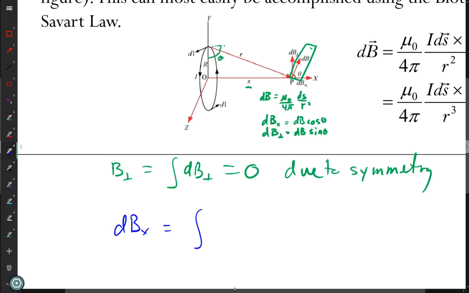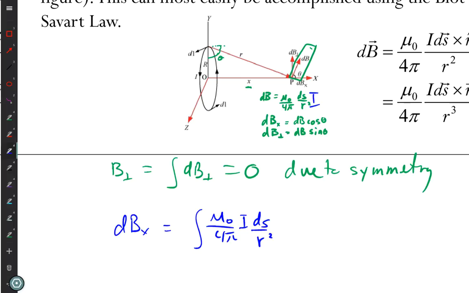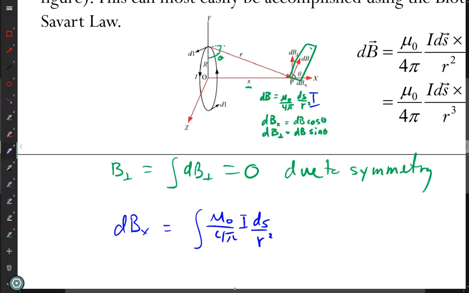So I'm going to have, I forgot to put I in there. That's kind of an important thing. Magnetic field does depend on the current. And what should I have for my limits of integration? Oh, I missed one more thing. Sorry. I forgot to put in my cosine theta. Okay, so what should I have for my limits of integration?